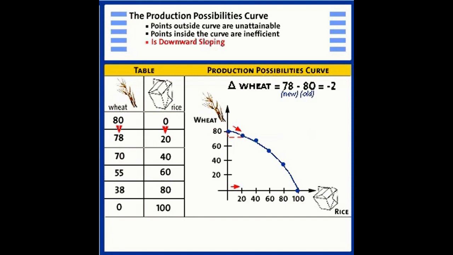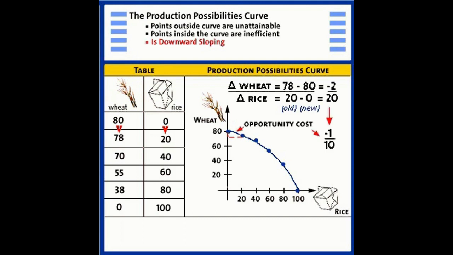Now, divide the change in wheat production by the change in rice production, and you'll get -2 over 20, or -1/10. That is, for each additional bushel of rice that we are producing between 0 and 20, on average, we're giving up 1/10 of a bushel of wheat. 1/10 a bushel of wheat is the opportunity cost of each bushel of rice, on average, between 0 and 20.